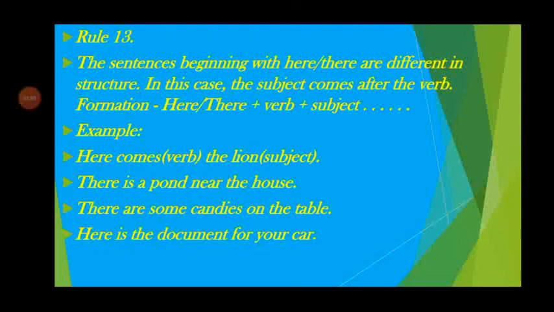Formation is here or there plus verb plus subject. For example, here comes the lion. So the real subject comes at the end. Here or there are treated as dummy subjects. There is a pond near the house. So the real subject is a pond. There are some candies on the table. So the subject is some candies. Here is the document for your car. The document is the subject.